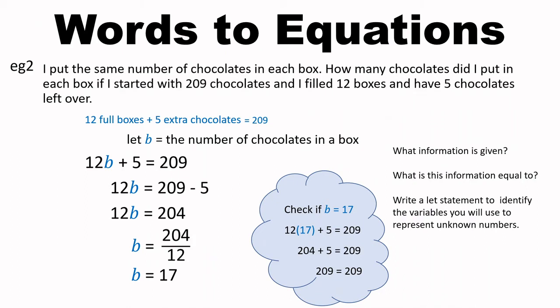And don't get it confused, our answer is not 209. The total number of chocolates I started with was given in the question. That's 209. All I found is the number of chocolates I have put in each box, which is 17.